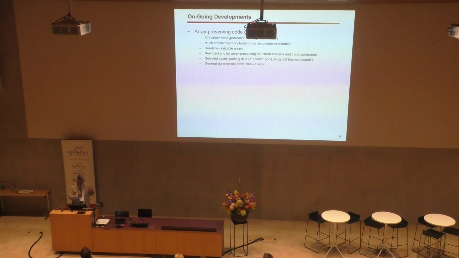Several years ago, we already made a completely new front end that does the flattening without unrolling the arrays. That is kept as the last stage, so we can keep them together. And the objective, and now we are continuing with the rest of the tool chain. The objective is to reach at least 1 order of magnitude faster code generation performance compared to the OpenModelica that you see now. And also have much smaller memory footprint for simulation executables because you avoid repeated code.